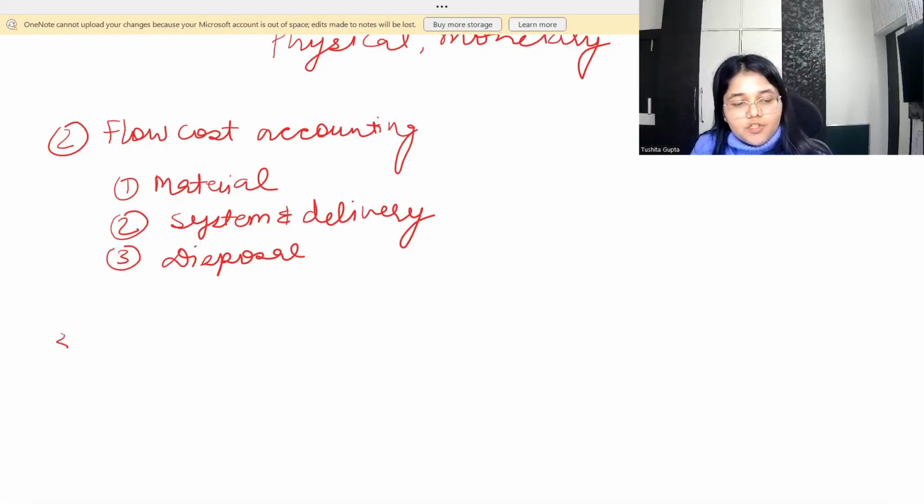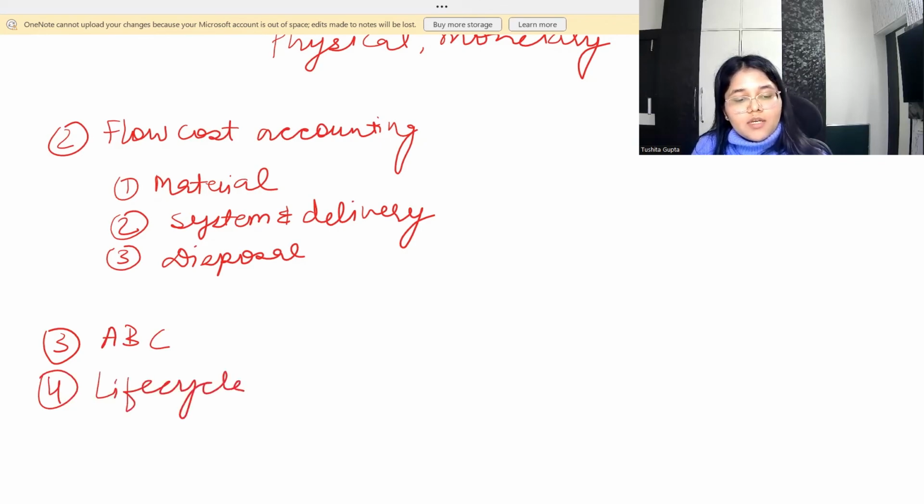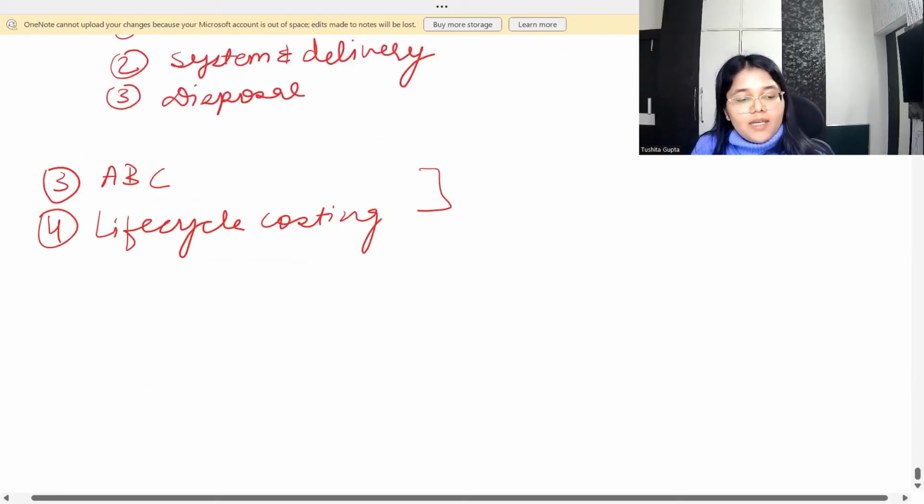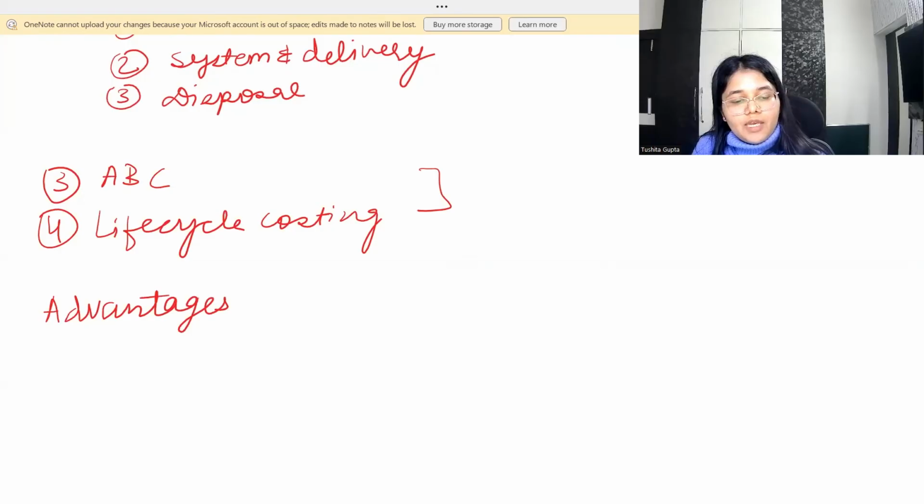Then another technique which you can implement in EMA is ABC, and another technique which you can implement is life cycle costing. So these both costing techniques which we have studied above can also be integrated with the environment management accounting. Now let's move on quickly to the advantages of the EMA.